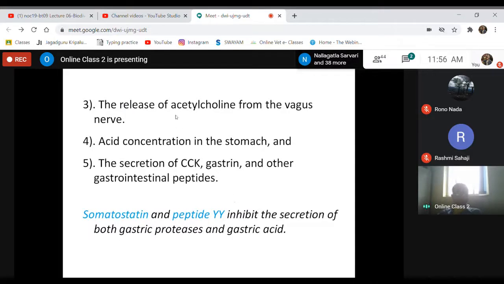Then release of acetylcholine from the vagus nerve, and then acid concentration in the stomach. This is also one of the stimulatory factors for release of gastric proteases. And secretion of cholecystokinin, gastrin, and other gastrointestinal peptides. I have already discussed those gastrointestinal peptides. They are stimulatory for the secretion of HCl as well as gastric proteases. But somatostatin, this hormone, and peptide YY inhibit the secretion of both gastric proteases and gastric acid.